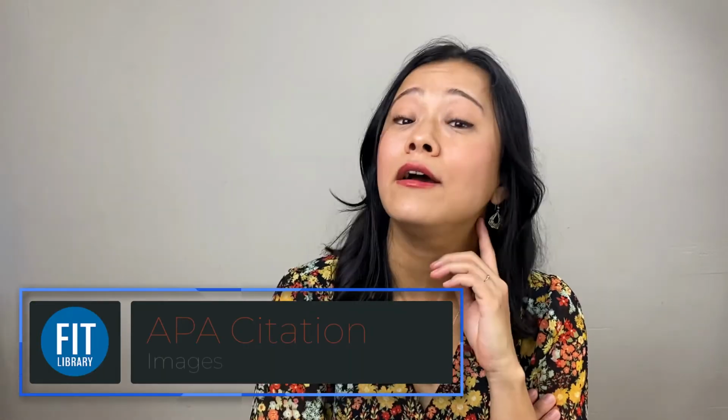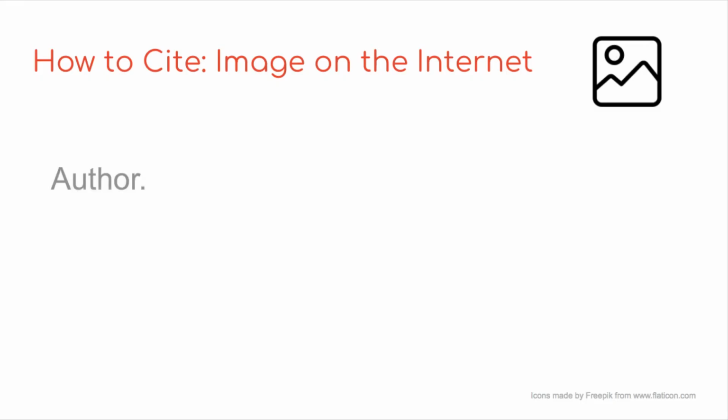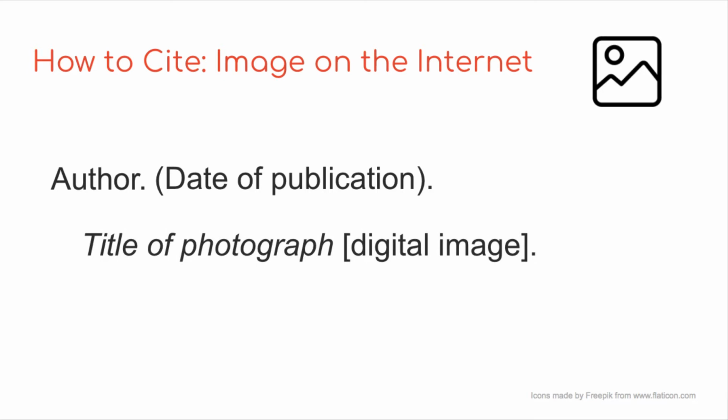Okay, so now let's talk about how to cite an image on the internet. So let's review the basic format. You're going to start with the author's name. Next, you're going to have the date of publication in parentheses, and then the title of the photograph in italics with digital image right after it in brackets.